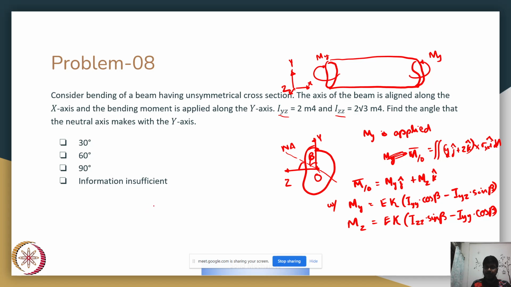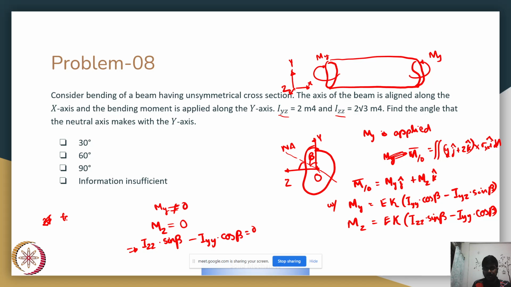We are told that My is non-zero, and it is the applied load. Therefore, Mz, since Mz is not applied, we can take as 0. And if we look at this equation, in general, obviously E is non-zero, kappa also can be non-zero. Therefore, this equation Izz sin beta minus Iyy cos beta should be equal to 0.